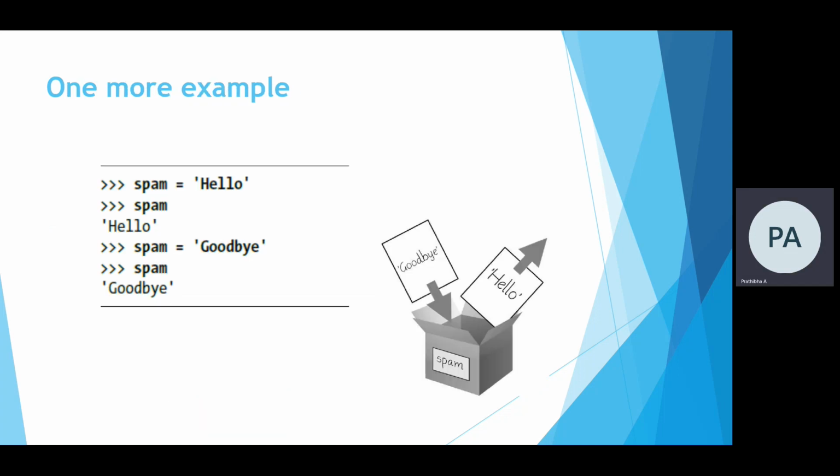Example. One more example we have taken here. You can see spam contains a string called hello. When I try to display the value present in spam, it is going to display hello. If I overwrite again, I'm replacing the value hello with goodbye. So now goodbye replaces the value already present in spam. Now if I try to display the value present in spam, it displays goodbye. So the older value will be forgotten and the newer value will be displayed.